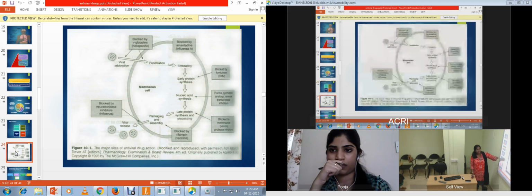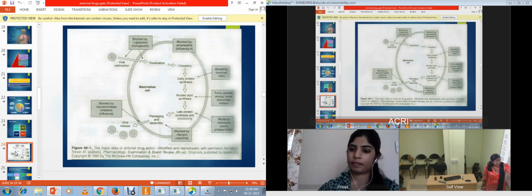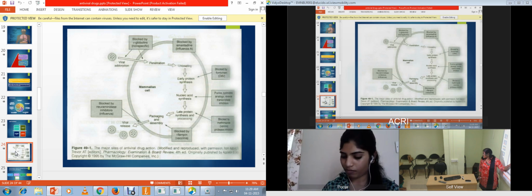Here you can find viral adsorption, that is attachment of the virus to the host cell. See where our drugs go and block. Different drugs go and block at different levels of the virus. First one, viral adsorption, is blocked by alpha globulins. Okay, it is non-specific. Then, yes, gamma globulins.